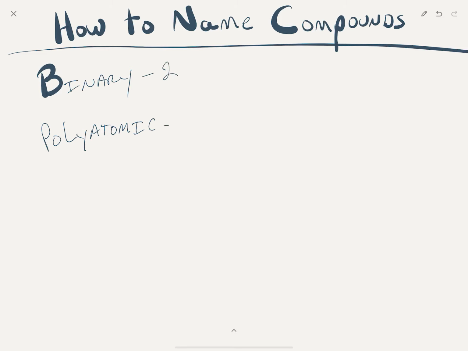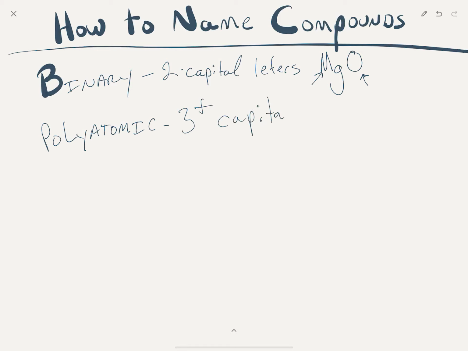So for instance, you have a compound like this, MgO. There's one capital letter here, one capital letter there. Therefore, it's binary. Polyatomic would be three or more capital letters. Let me give you an example. Let's say, I'll be obnoxious, NH4Cr2O7. Clearly, there's 1, 2, 3, 4 capital letters here. So it's polyatomic because it has 3 or more capital letters.